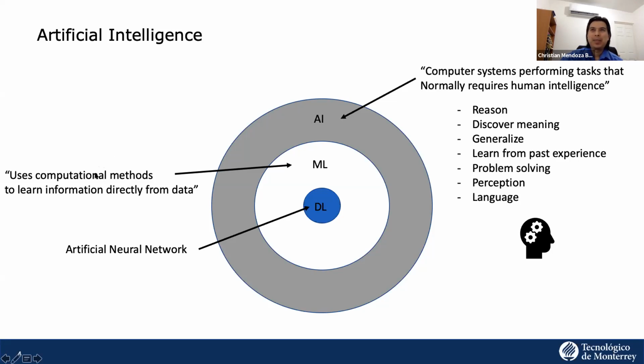And so back to reality, we are using computational methods to learn information directly from data. And that is a very short definition of what machine learning is. We are trying to teach computers how to perform some of these specific functions that a human does, starting from the data. And another subdivision of all of this is deep learning.